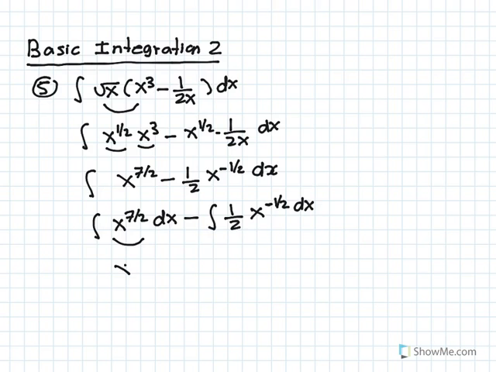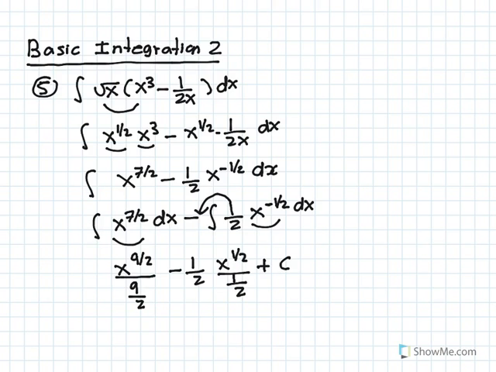Antiderivative of x to the 7/2, add 1 to the exponent, that's x to the 9 over 2, divided by 9 over 2. Bring the 1/2 out, minus 1/2 x to the negative 1/2, let's integrate that. That's going to be x to the 1/2 divided by 1/2 plus c. And the 1/2 cancels with 1/2. Let's flip the denominator, and we'll get 2 over 9 x to the 9 over 2 minus x to the 1/2 plus c.